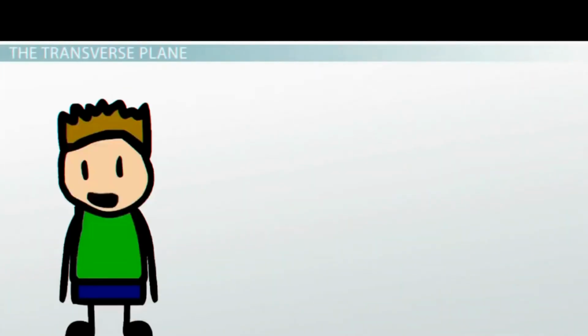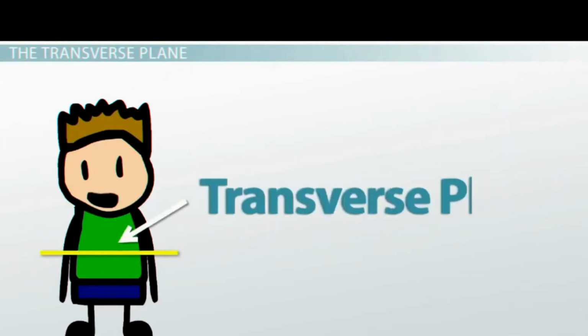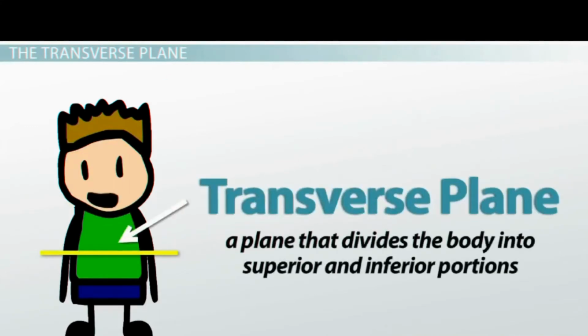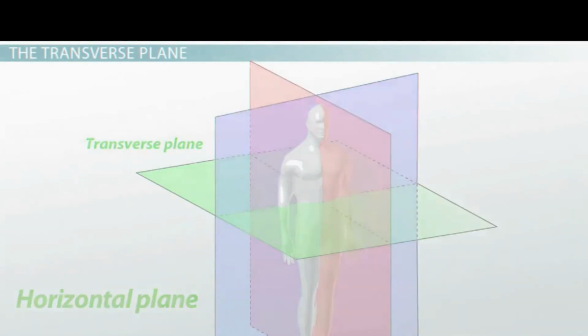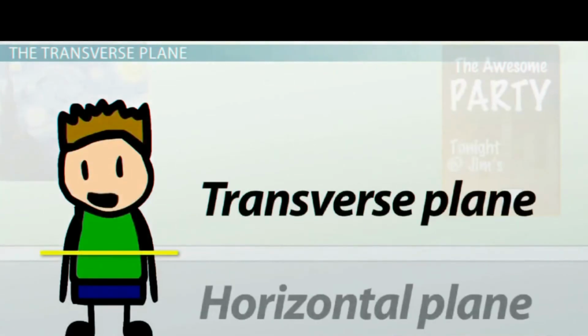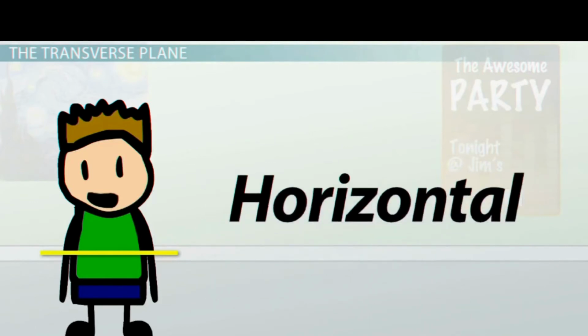Finally, we can also cut the body using the transverse plane. This is a plane that divides the body into superior and inferior portions. This plane runs perpendicular to the coronal and median planes, and in an upright human is parallel or horizontal to the ground. This is why it's also called the horizontal plane. The transverse plane can be remembered if you remember it is also the horizontal plane. The word horizontal is the key term here. The horizontal plane runs from side to side, or horizontally. Hence, it divides your body into top and bottom halves instead.